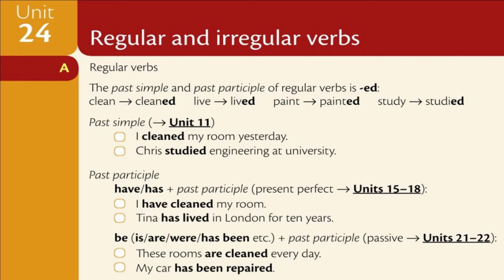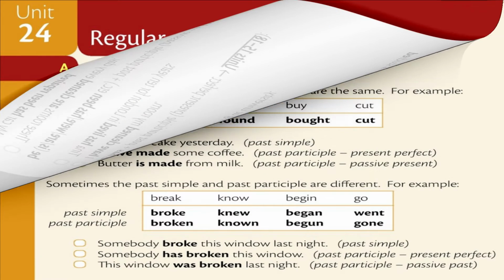B. It means is, are, were, has been, etc. plus past participle. This structure is used in passive voice. For example, these rooms are cleaned every day. My car has been repaired.